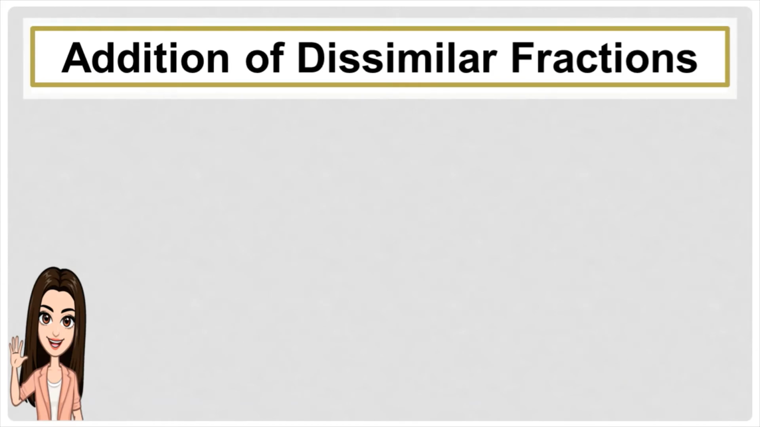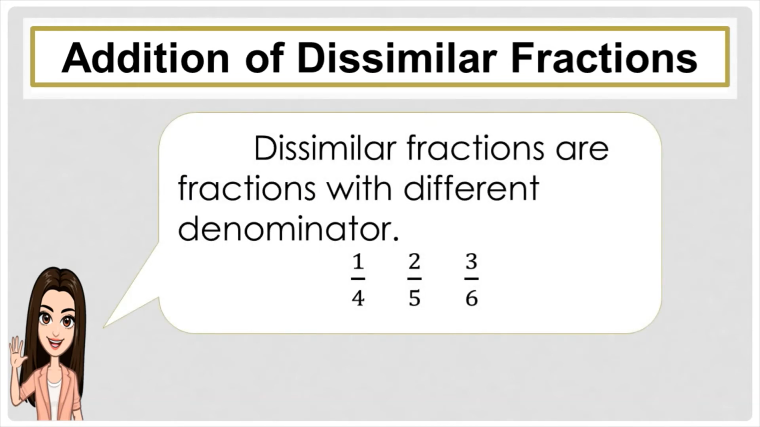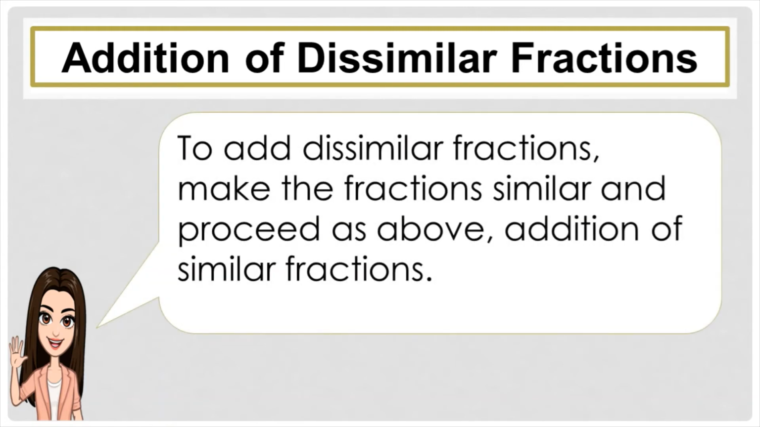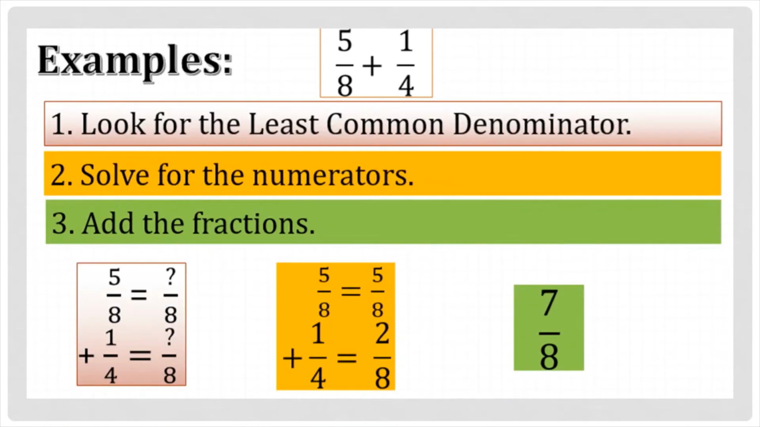After knowing how to add similar fractions, let us now proceed with the addition of dissimilar fractions. Remember that dissimilar fractions are fractions with different denominators. As shown below, we have 1/4, 2/5, and 3 over 6. To add the dissimilar fractions, we need to make the fractions similar and proceed as above, same with the addition of similar fractions. Let us first change the dissimilar fractions to similar fractions.